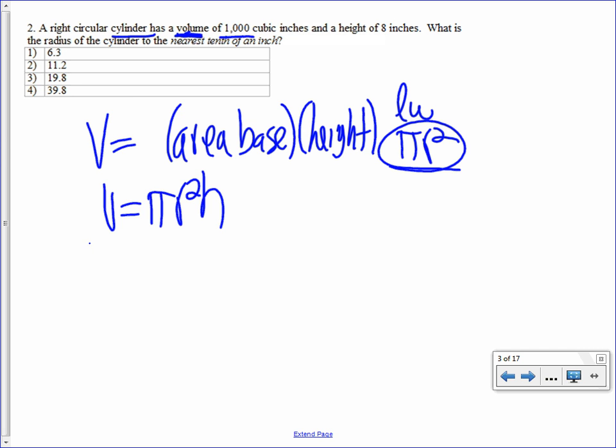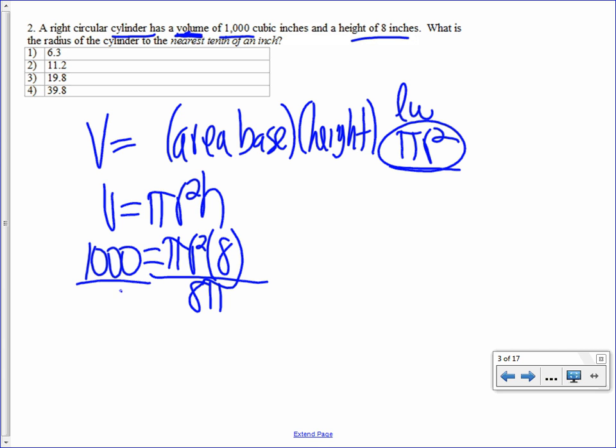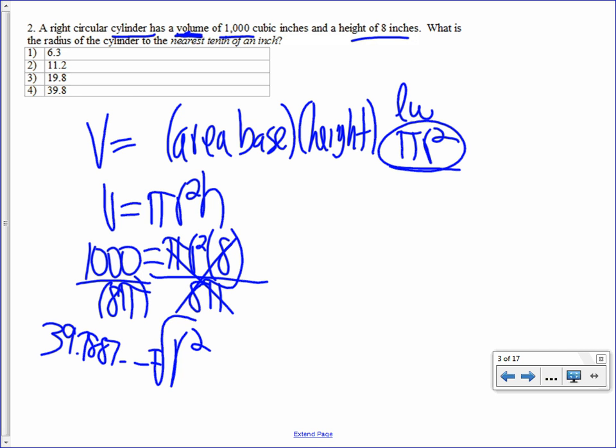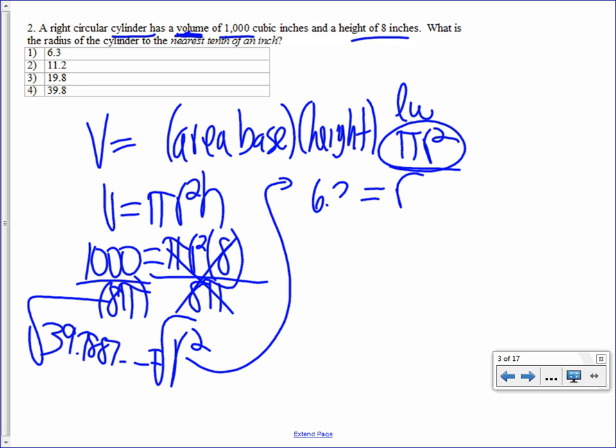It says the volume's 1,000. It says that the height is 8. And I'm trying to find r. So I do the algebra. I divide by 8 pi on both sides. Those cancel. When you're putting this in, make sure you put it in as alpha y equals enter, or you can put the denominator in parentheses. 1,000 divided by 8 pi is 39.7887 something. From there, I take the square root of both sides. When I do that, I get r equals 6.3.